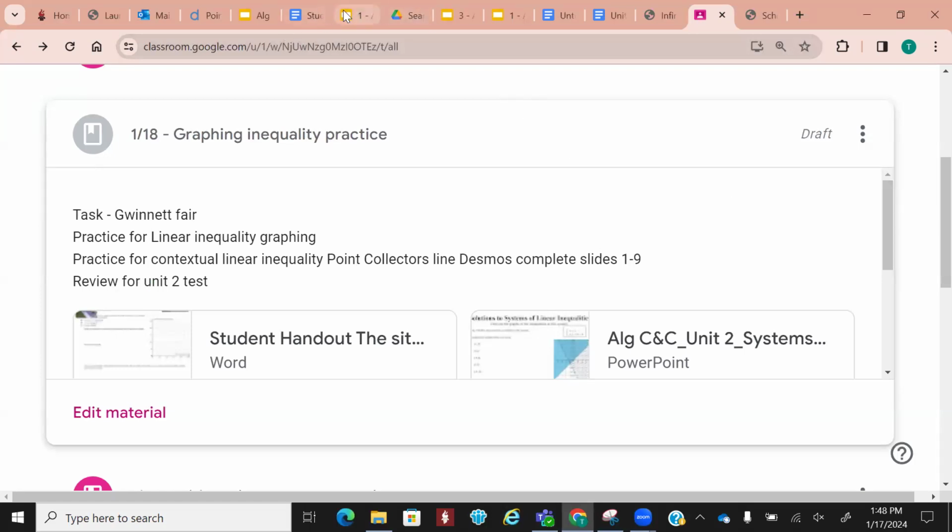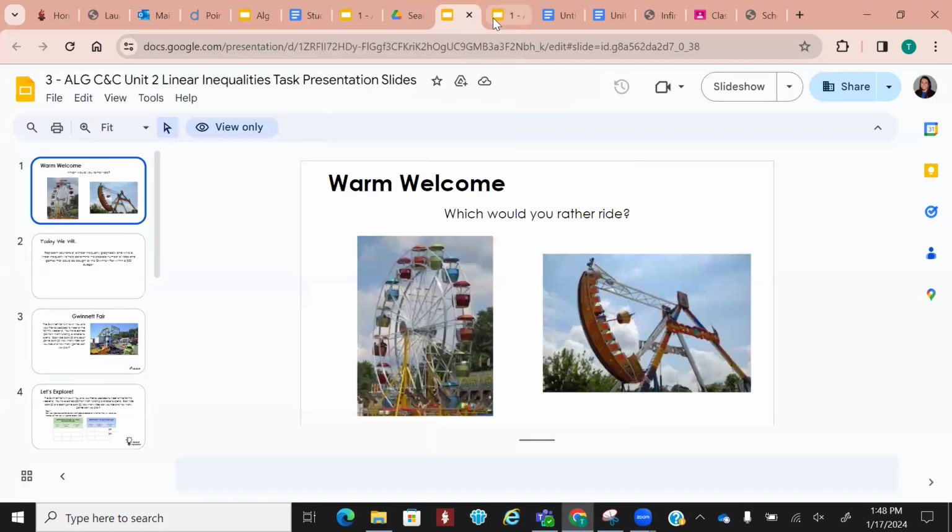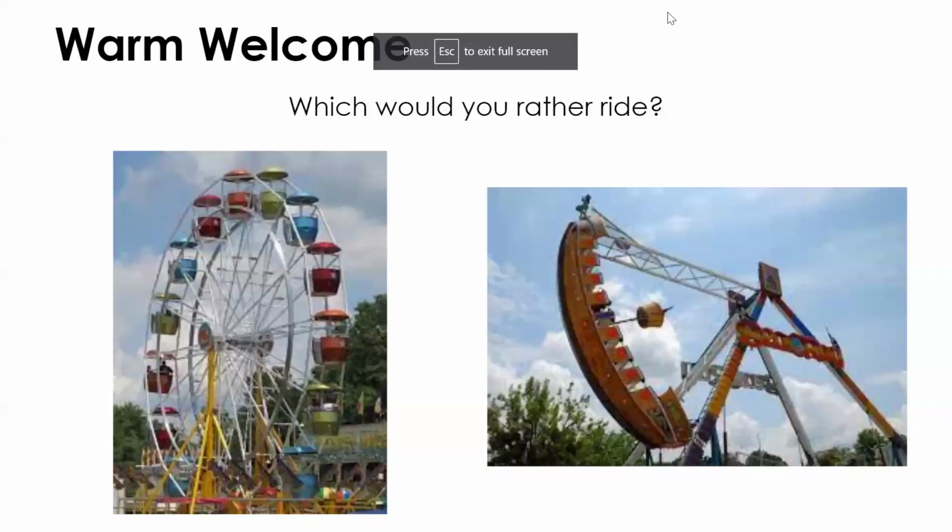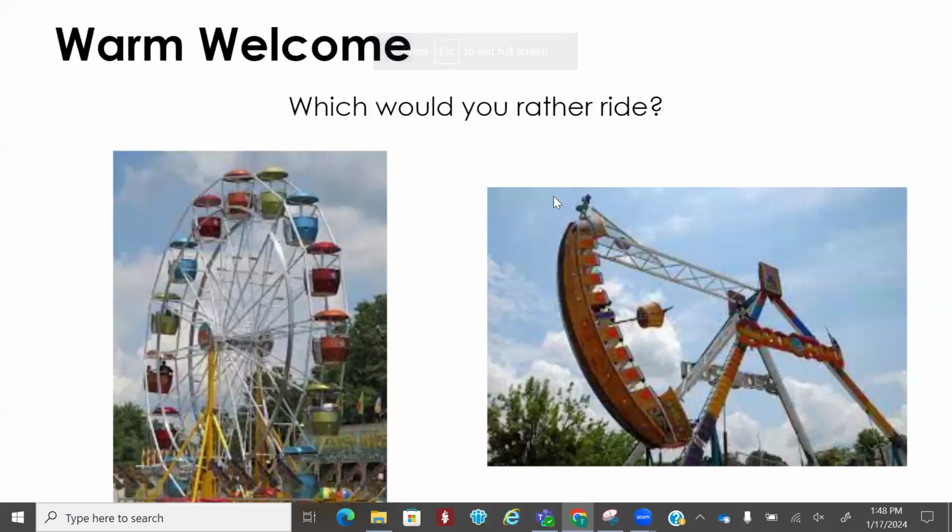We're going to start off with the task. So you should look at the Gwinnett Fair task. I'm going to have a couple of slides to walk you through it, and you can follow along.